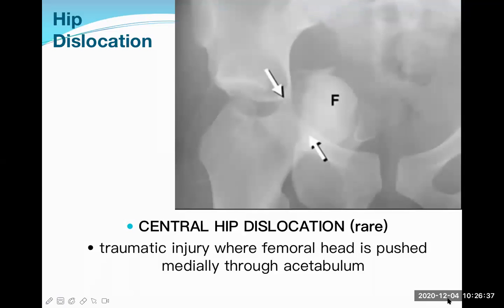Now look at this beautiful X-ray. See here was the place for the acetabulum. Now the head of the femur is forcing its way after fracturing this acetabular roof, and the head is present here now. So this is a clear-cut picture of central hip dislocation. This is a very complicated one, and it is quite rare also in clinical practice.